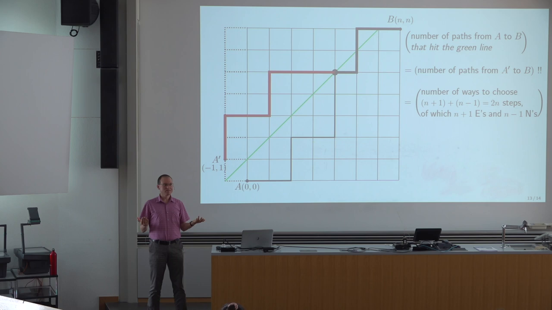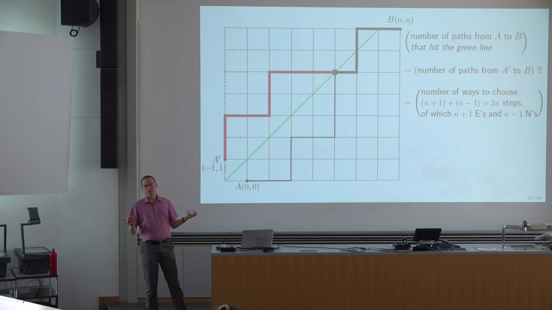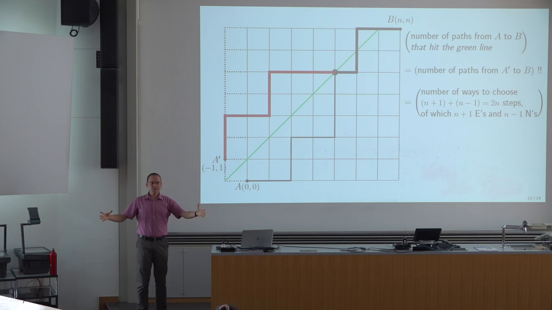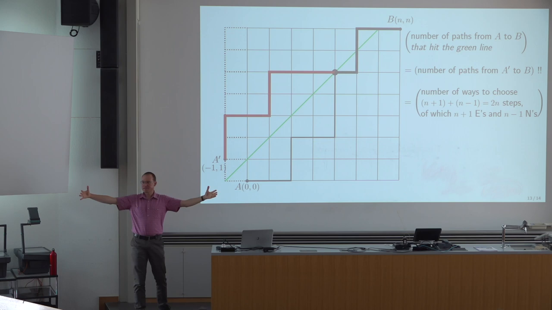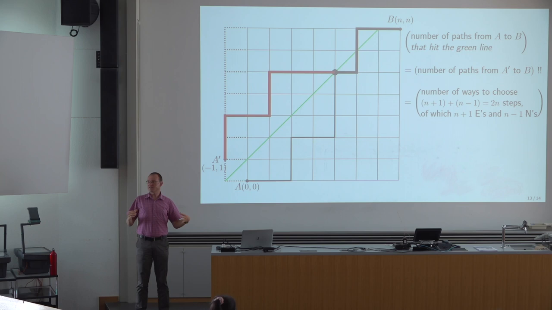Yes? 2N, this is the total number of steps. And from these steps, you have to choose which ones are going to be horizontal and which ones are going to be vertical. You need to have N plus 1 horizontal and N minus 1 vertical. So what is then the answer? From a total of 2N steps, N minus 1 have to be vertical, and N plus 1 have to be horizontal. In how many ways can you choose that?